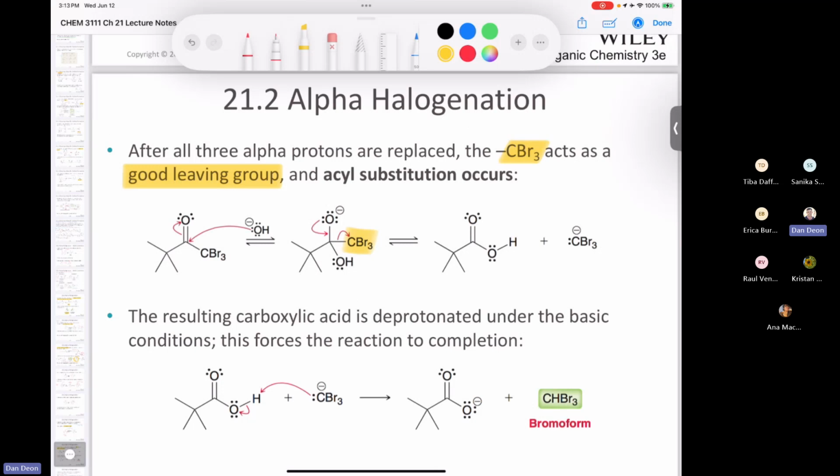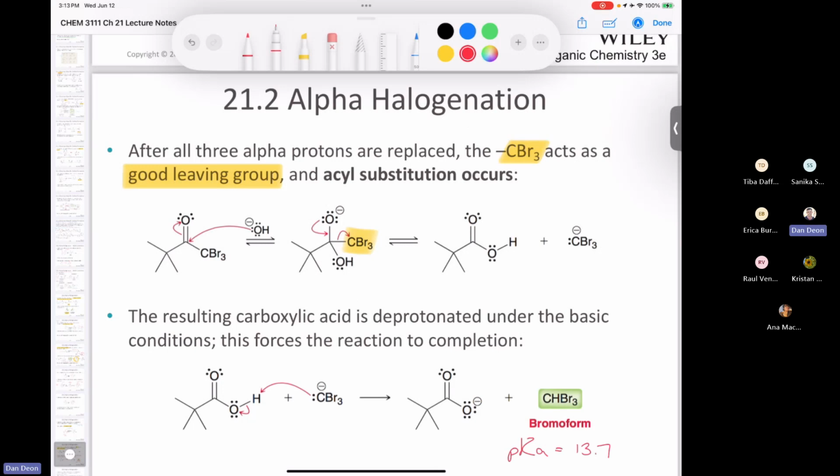So this is bromoform right here. And if you're like, well, that sounds a lot like chloroform. It is a lot like chloroform, except it's not called that. It's called bromoform. And it turns out that bromoform has a pKa that is equal to 13.7.